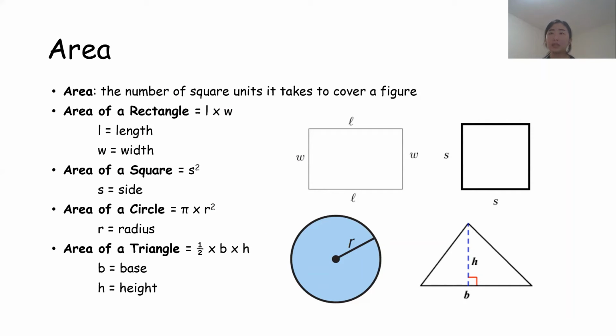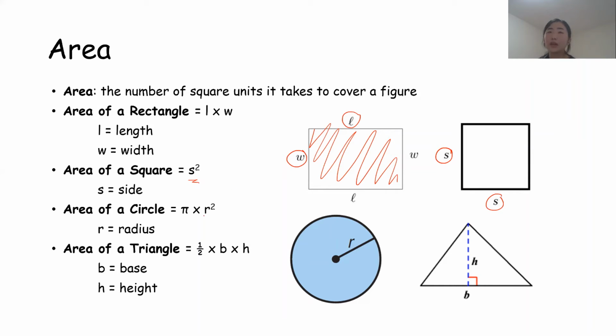The area is the number of square units it takes to cover the shape of a figure. For example, this region here would be the area of a rectangle, and we can get it by multiplying the width times the length, or one side versus the other. Similarly, in a square, you'd multiply one side times the other side, and since they're the same, s times s is also equal to s squared.